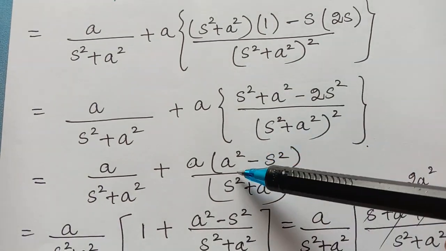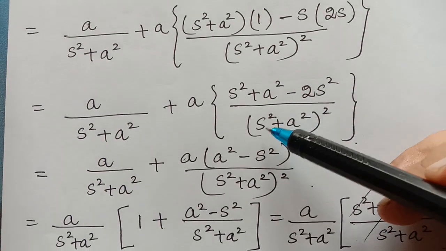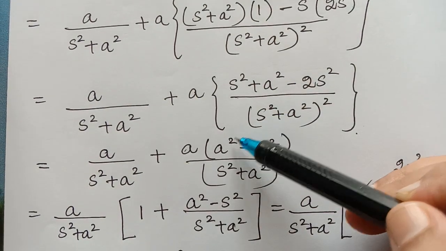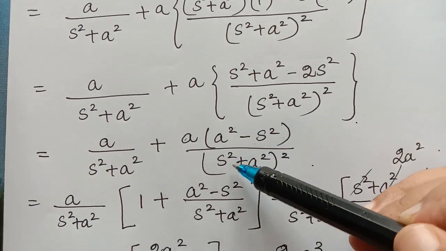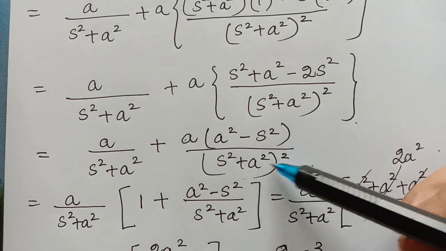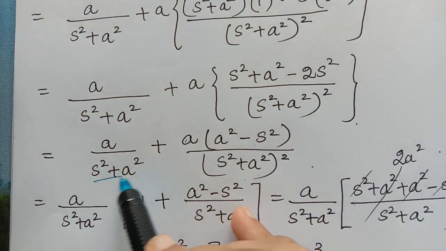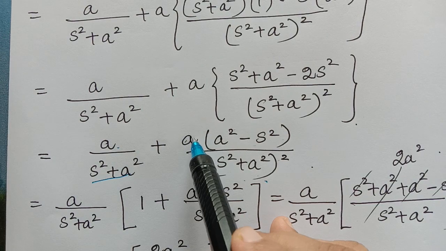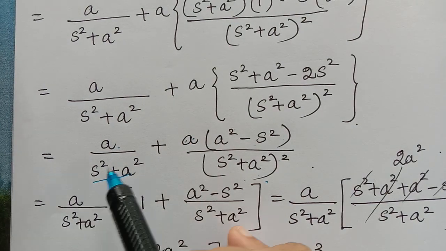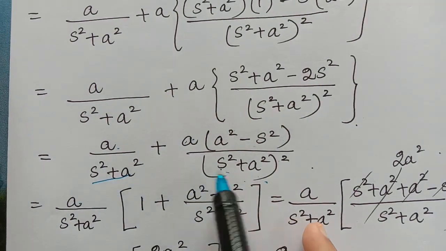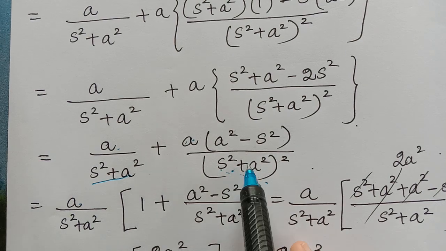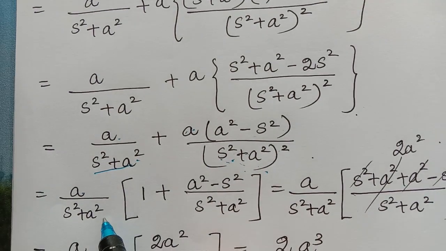After this, on simplification, we get in the numerator a square minus s square divided by s square plus a square the whole square. Now if you see in these two terms, in the numerator a is common, so it can be taken. In a similar way in the denominator, one of the s square plus a square is common here. So that also can be taken out.